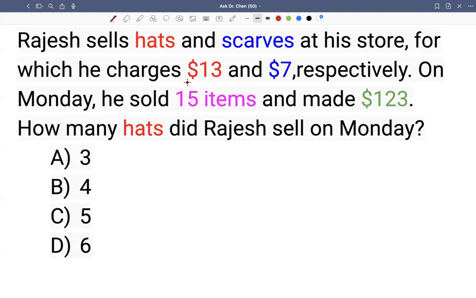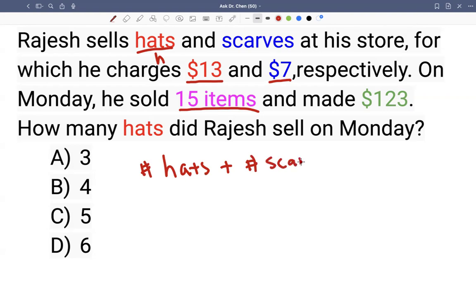The hats sell for $13 each, and the scarves sell for $7 each. On Monday, he sold 15 items in total. So if we call hats H, we simplify. The number of hats being sold plus the number of scarves being sold equals 15, right?